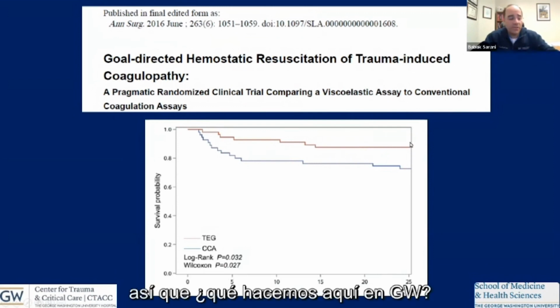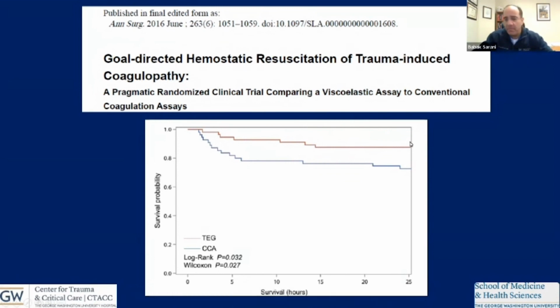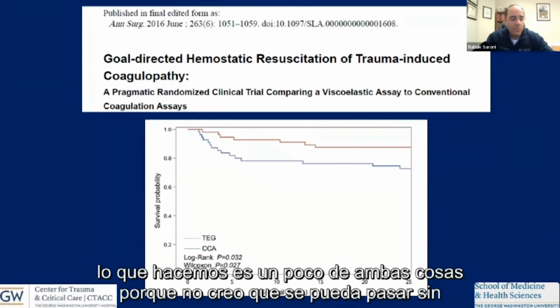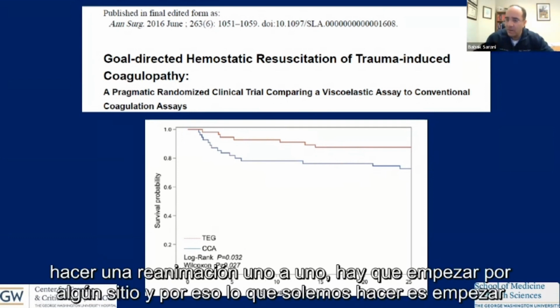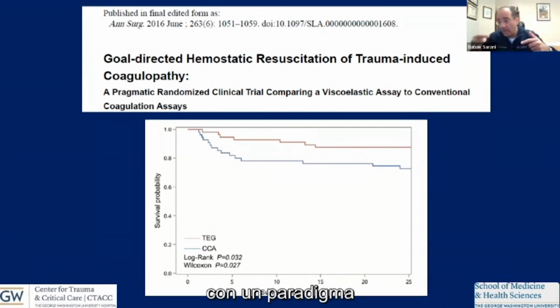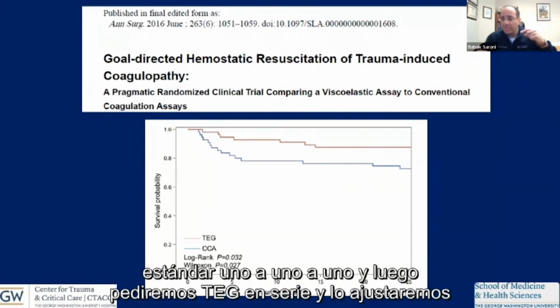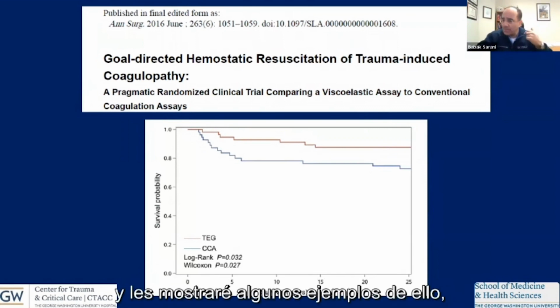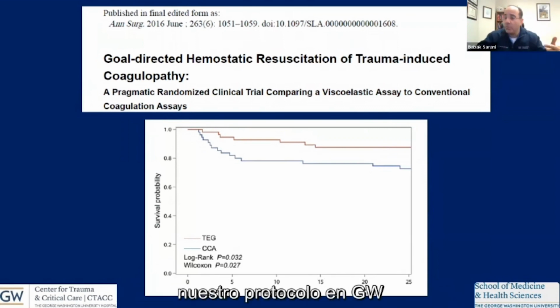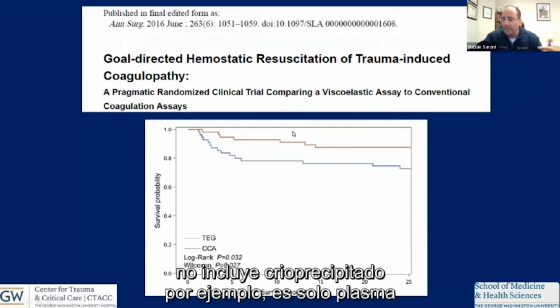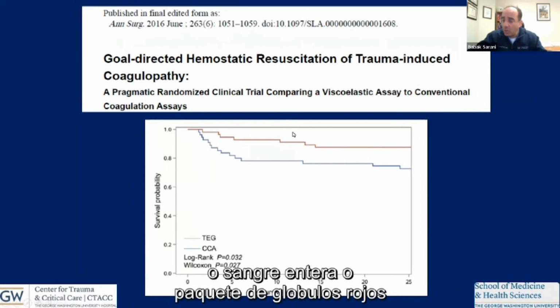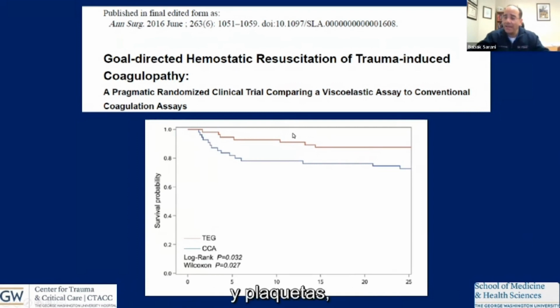So what do we do here at GW? We kind of do a little bit of both, because I don't think you can get by without doing a 1-to-1 resuscitation. You have to start somewhere. And so what we tend to do is we will start with a standard 1-to-1-to-1 paradigm, and then we will order serial TEGs and adjust that to the TEG. And I'll show you some examples of that. So our protocol at GW does not include cryoprecipitate, for example. It's only plasma, either whole blood or packed red blood cells, and platelets.